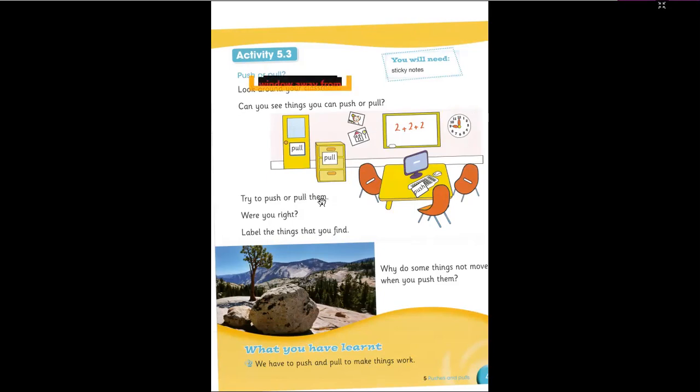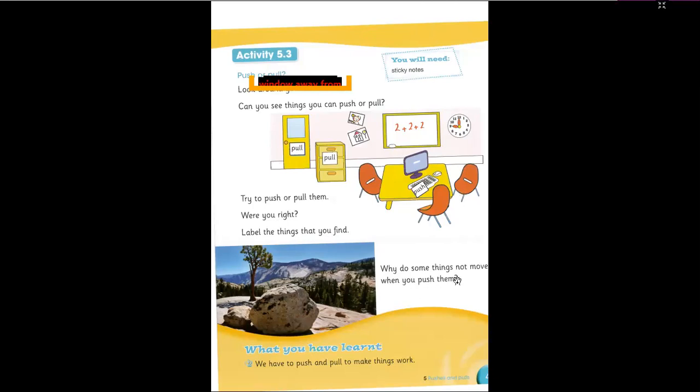Try to push or pull them where you write. Label the things that you can find. If we were in the classroom, we would have done this activity in class. But now, while you are at home, you can take a sticky note notebook, write push and pull on them, and apply them on different things. Before that, you have to check whether you are applying a push force or a pull force on it.